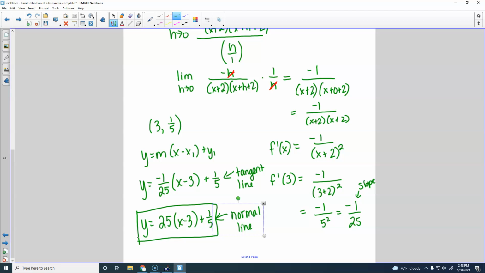The normal line is just the line that's perpendicular at that same point. So this slope goes from negative 1 over 25 to just positive 25, because you're flipping it, which makes it 25 over 1 and changes its sign.